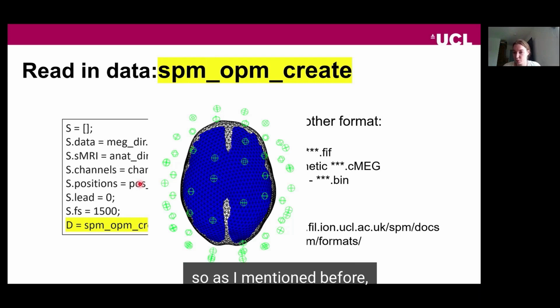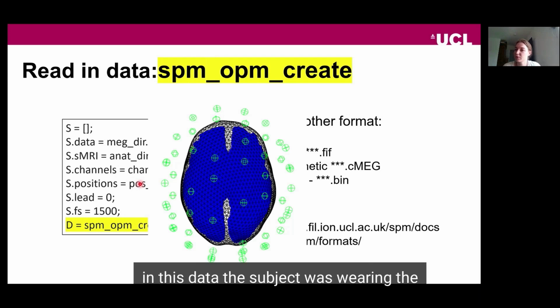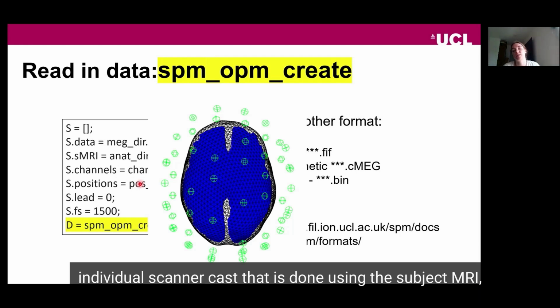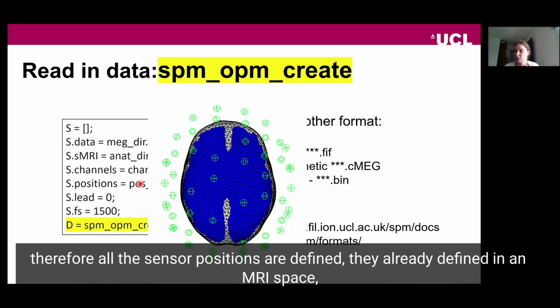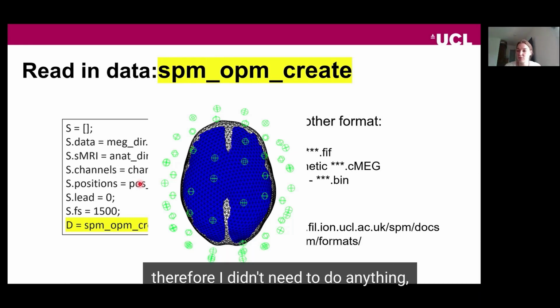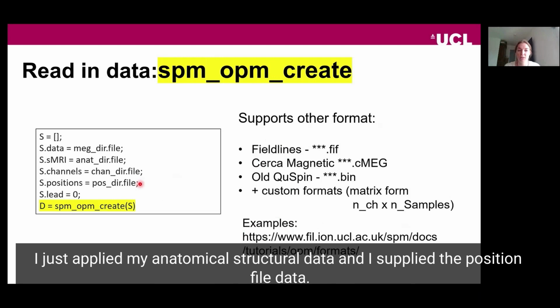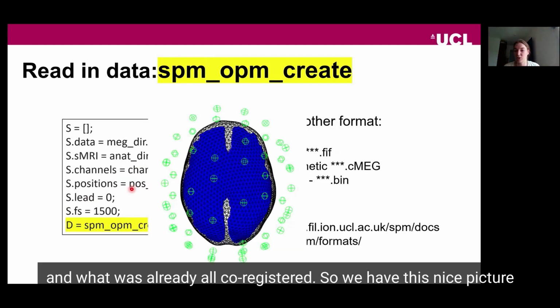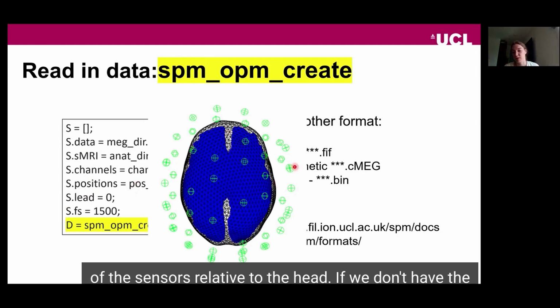As I mentioned before, in this data, the subject was wearing an individual scanner cast that is made using the subject's MRI. Therefore, all the sensor positions are already defined in MRI space. Therefore, I didn't need to do anything. I just supplied my anatomical structural MRI data and the position file, and everything was already co-registered. And hence, we have this nice picture of the sensors relative to the head, and it makes sense.